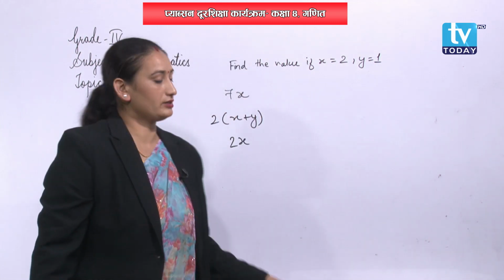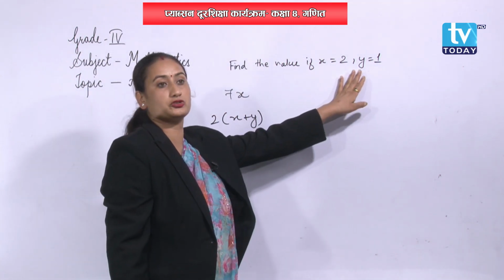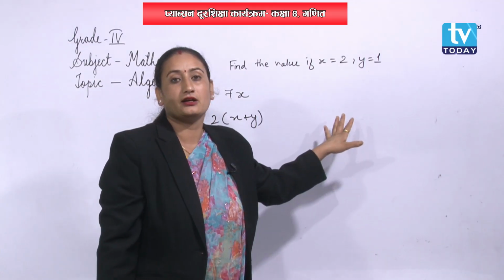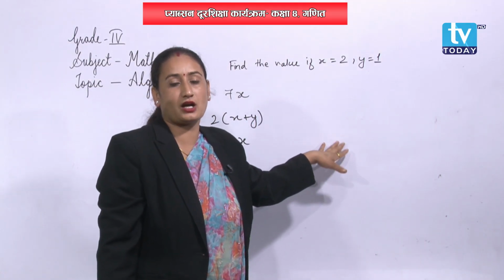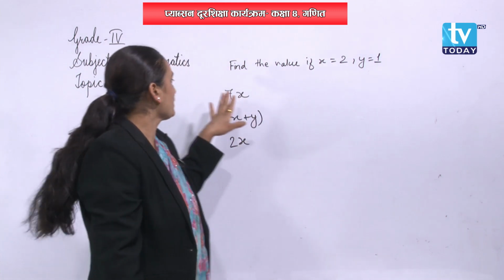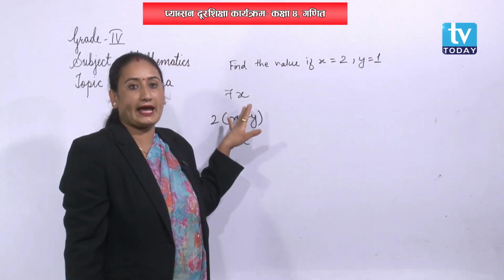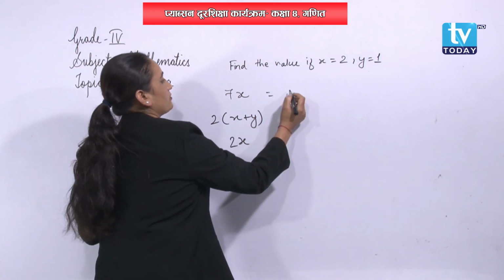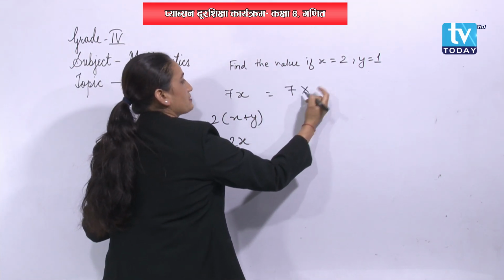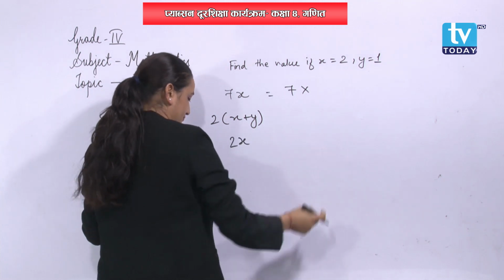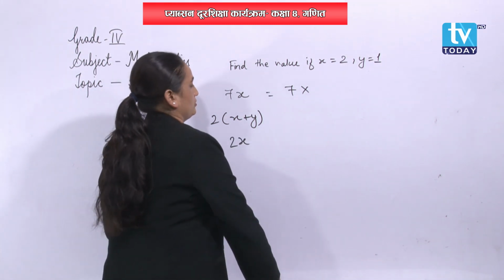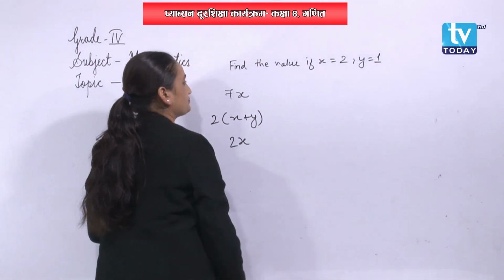x is given like this way, x equals 2, y equals 1. This question is known as evaluating the terms, algebraic terms. Okay. So, 7x. In 7x, let's put the value. 7 times x, where x is 2, or we can write it if x equals 2. Okay, let's write it.